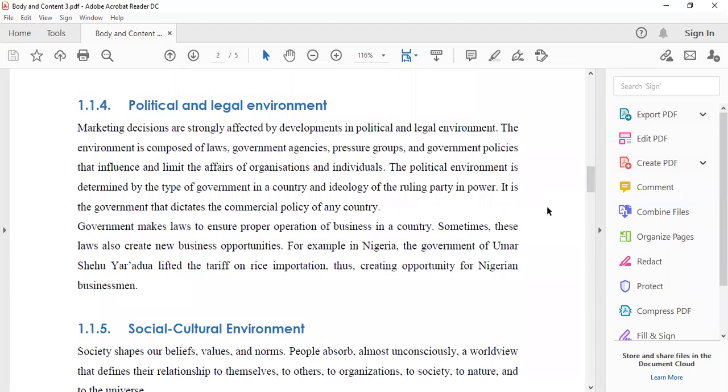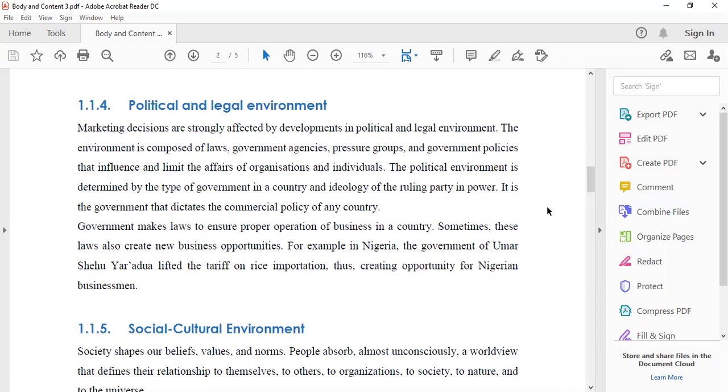We also have the political and legal environment. The marketing decisions and activities are strongly affected by the happenings in the political space and the laws of the land. The political space, we're talking about government, leadership, and the laws they make. This goes a long way to affect the way businesses are run.